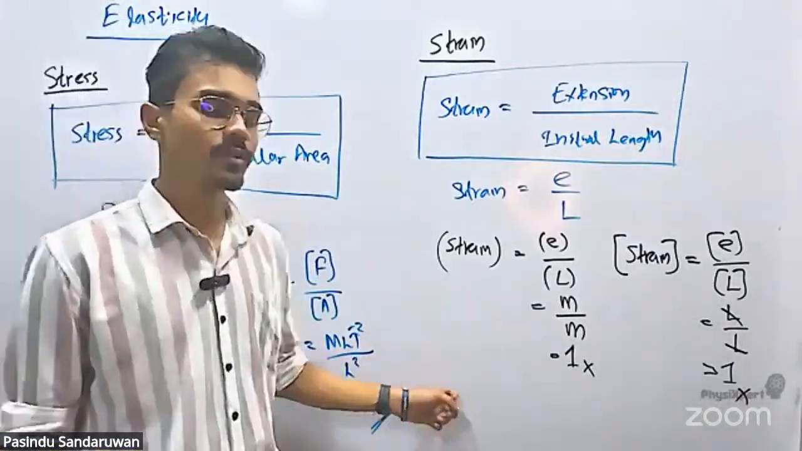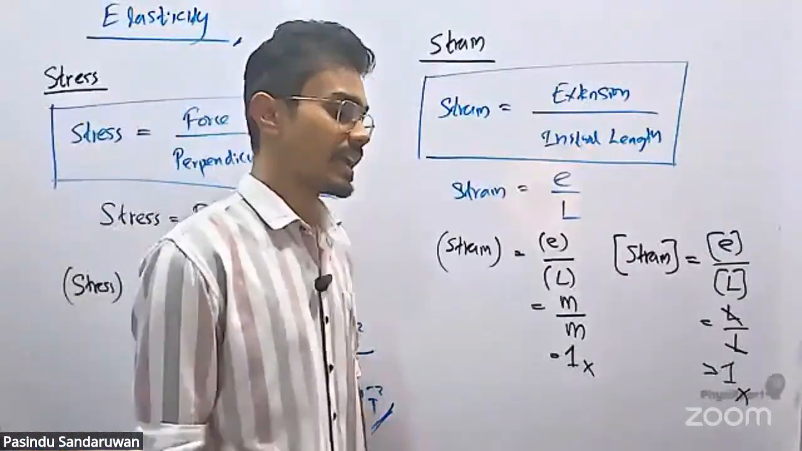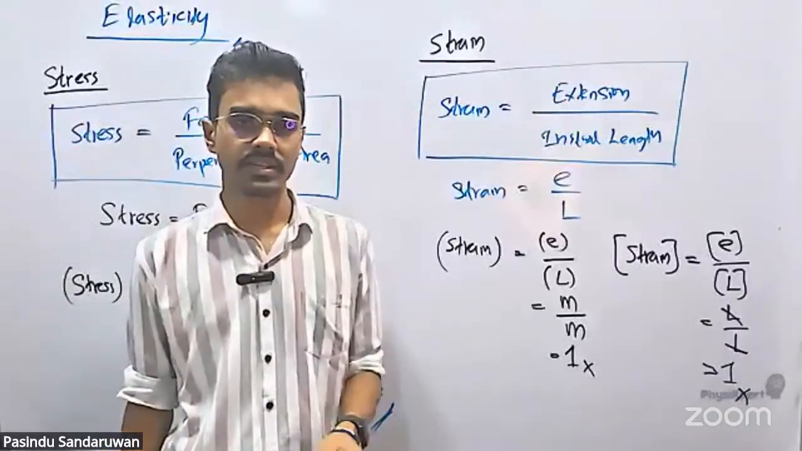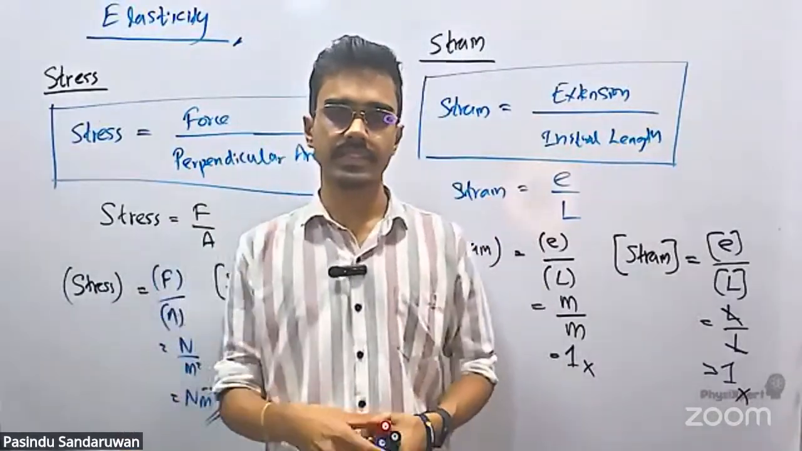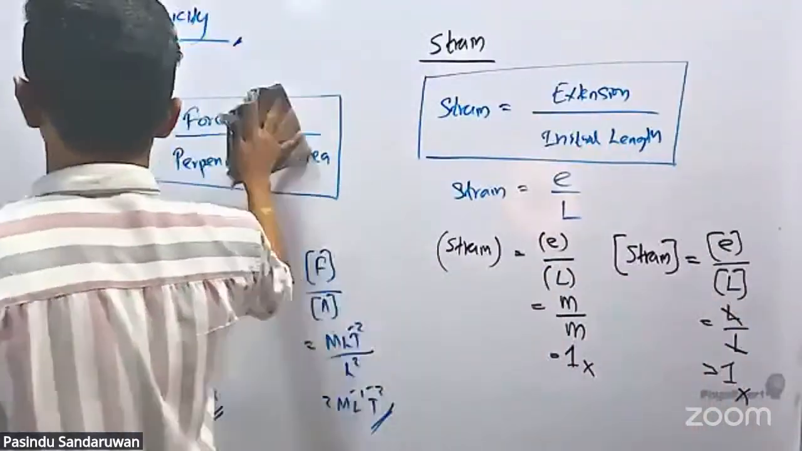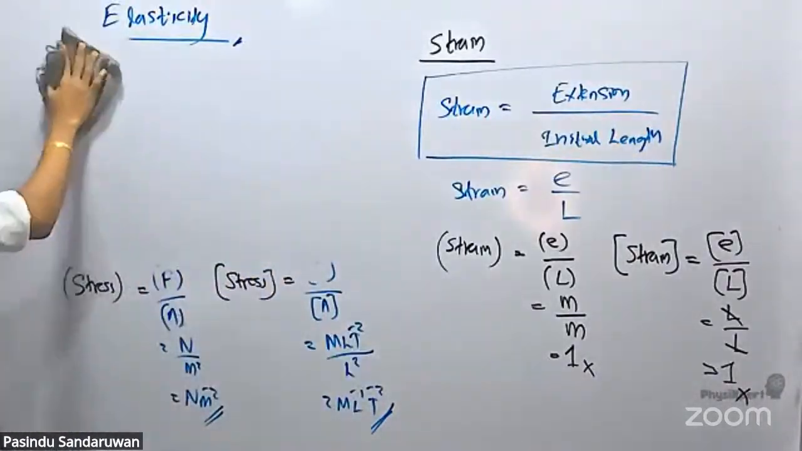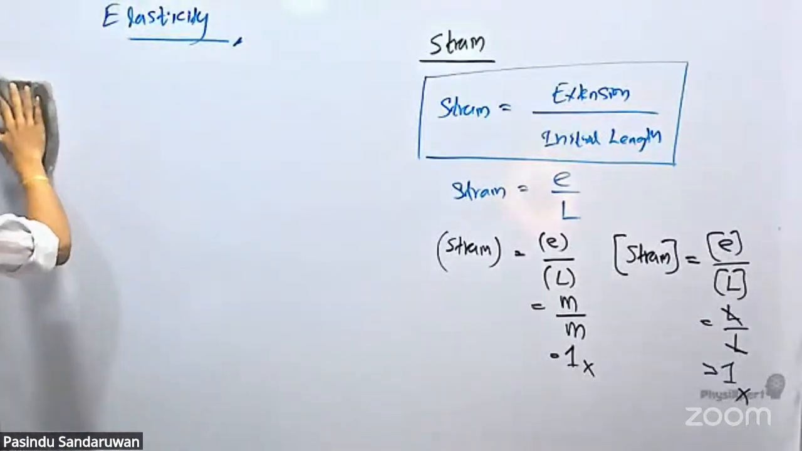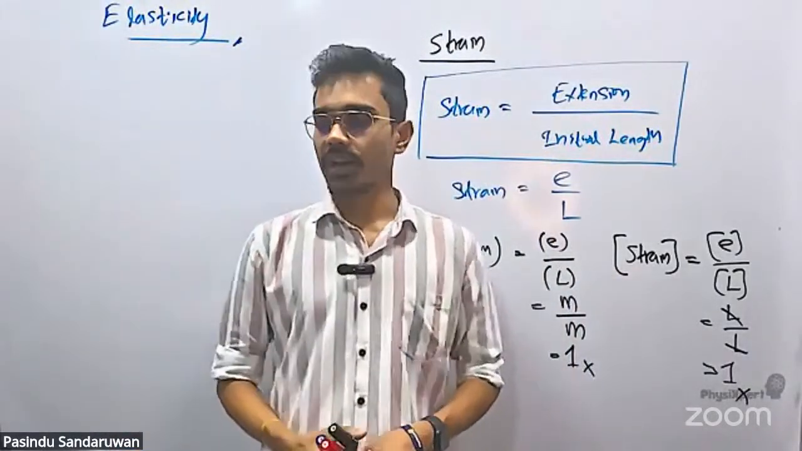Write down below with a red pen, put an asterisk mark and write: any strain is unitless and dimensionless. Okay, let's go on.